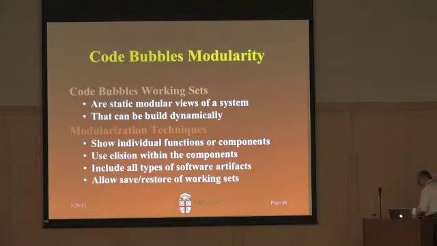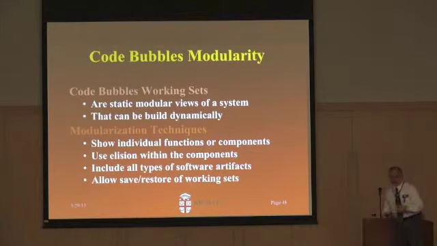Now, Code Bubbles tries to enhance this modularity. It has this notion of working sets. That's that dark area on the screen, in the original Code Bubbles, that was on the left there. They're static modular views of the system, which have these things in them. You can build them dynamically. Granted, the programmer right now has to build them dynamically by bringing up components. We give you a lot of help for doing that.